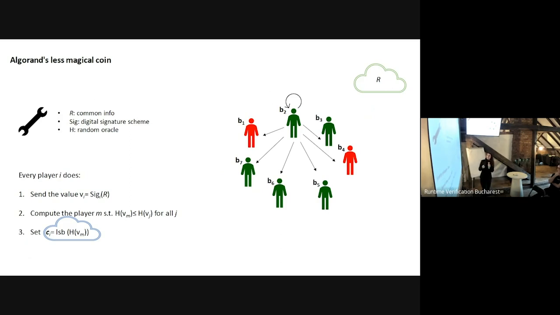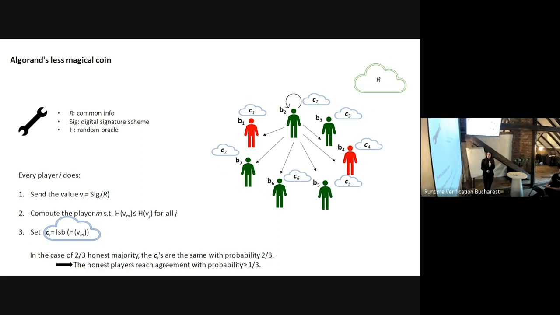So first, the player signs the common random string with the digital signature and sends the signature to all the other players. Then, after checking if the signatures are valid, the player computes the hash values of the signatures and sees which of the hash values is minimum. And once he obtains the minimum, he takes the least significant bit. So each player gets his own common coin by taking the least significant bit of hash values. I need to note that in the case of 2/3 of honest majority, these common coins generated by the honest players will be the same with very high probability. So the agreement will be reached by them with probability at least 1/3.